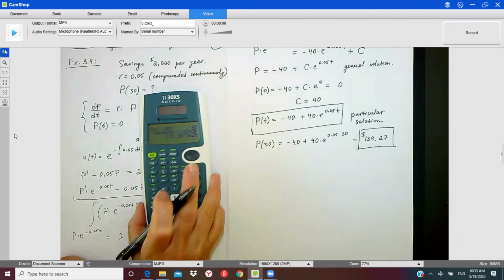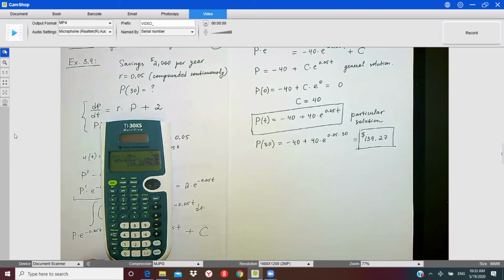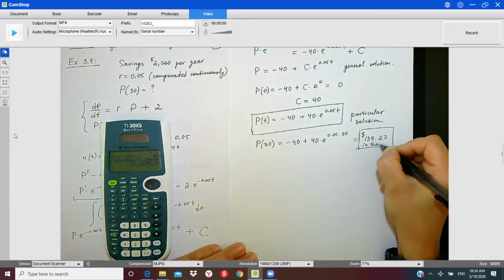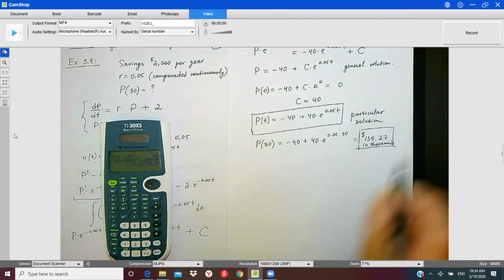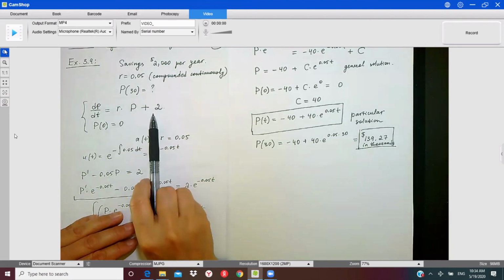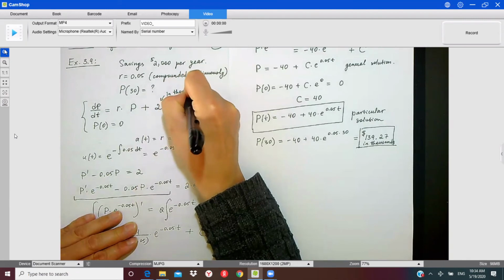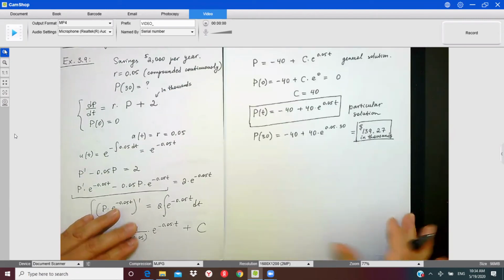Yeah, it doesn't seem like too much after 30 years. Don't we have to multiply that by 1,000, since our initial value was $2,000 per year? Yes, you're right. So this is in thousands. You're correct. I forgot that instead of 2,000, we added just 2, right? So this 2 here was in thousands. Otherwise, that doesn't seem like much.